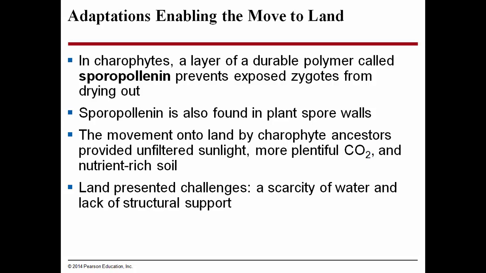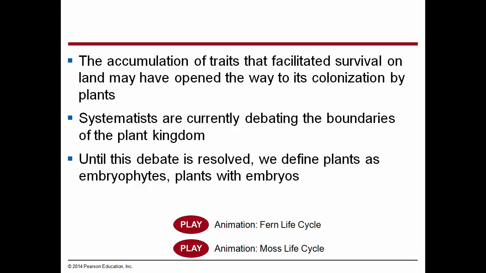The movement onto land by charophyte ancestors provided unfiltered sunlight, more plentiful carbon dioxide, and nutrient-rich soil. Land presented challenges such as a scarcity of water and a lack of structural support. So there were lots of opportunities to be had. There were lots of vacant ecological niches on land, but there were some challenges to overcome as well. The accumulation of traits that facilitated survival on land may have opened the way to the colonization by plants.